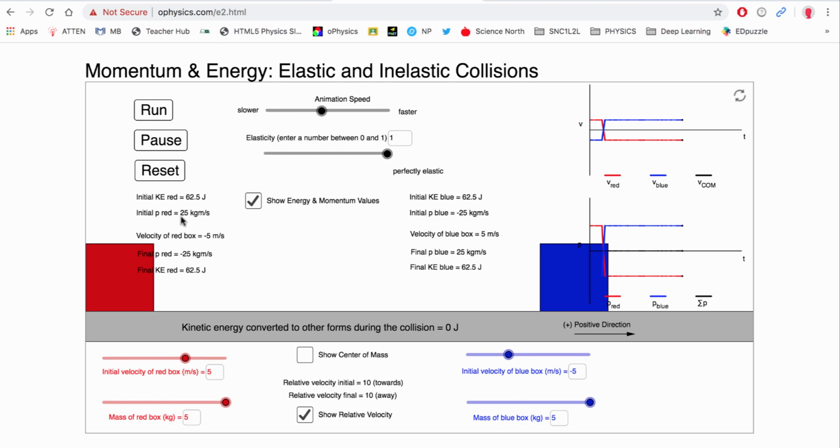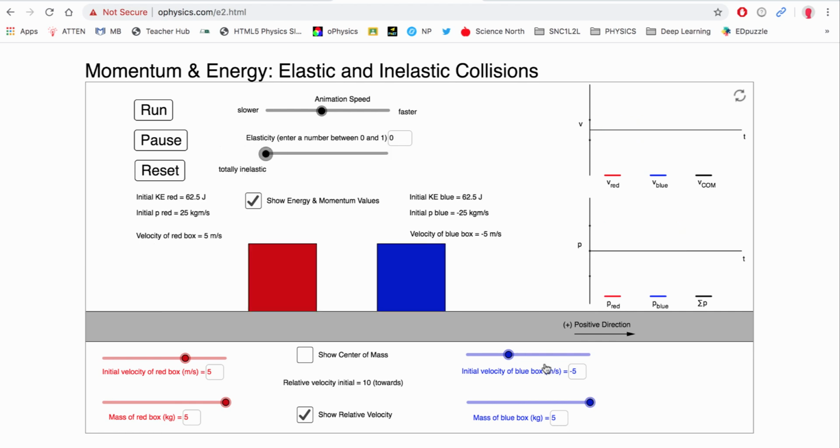It had 25 kilogram meters per second of momentum before the interaction, which is essentially changed over to the blue box, and the blue box had -25 kilogram meters per second of momentum before the interaction, which is transferred to the red box. So momentum and kinetic energy have been conserved.